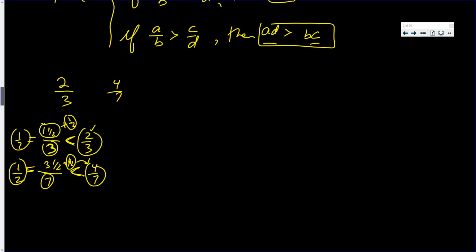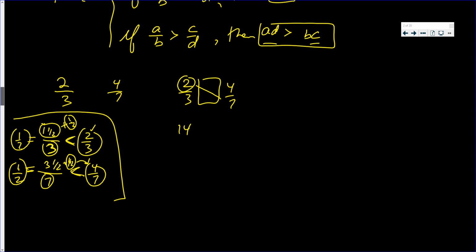Okay, but let us use the rule we just talked about. So let me write the problem over here. We need to figure out what symbol goes there. I multiply the 2 and the 7 and I get 14. The 2 was on the top, on the left. That's where I put the 14. 3 times 4 is 12. The 4 is on the top, so I put the 12 on the right.